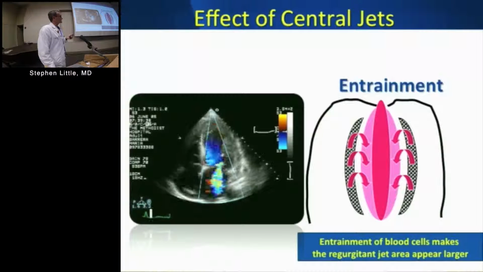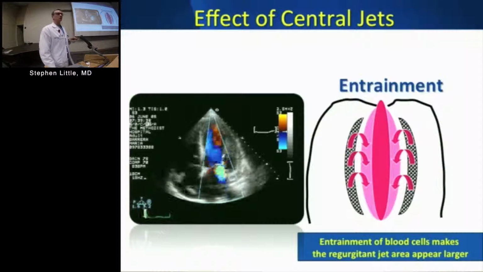So flow into the center tends to entrain other blood. That's one of the explanations for the overestimation of regurgitant severity by entrainment of blood. That's non-regurgitant, but adds to the regurgitant jet.